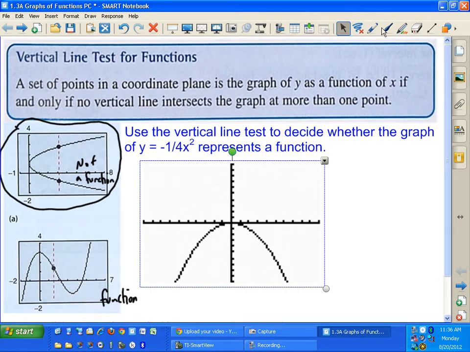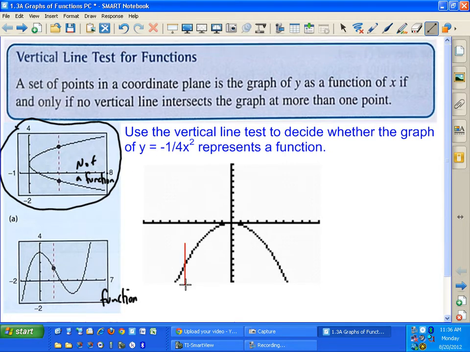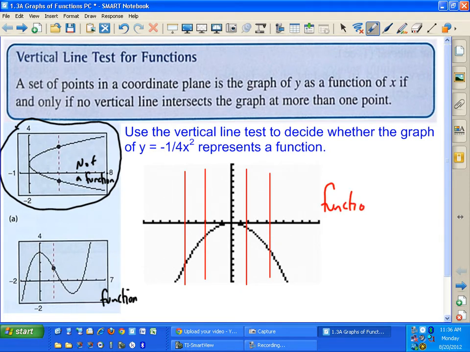So if I was to draw vertical lines anywhere in this graph, it doesn't really matter where, you could see that this graph has to be a function, because for every x value that I chose or didn't choose, there's only one y value. So that means that this is a function. And that's how I would use the vertical line test to determine whether this is a function or not.